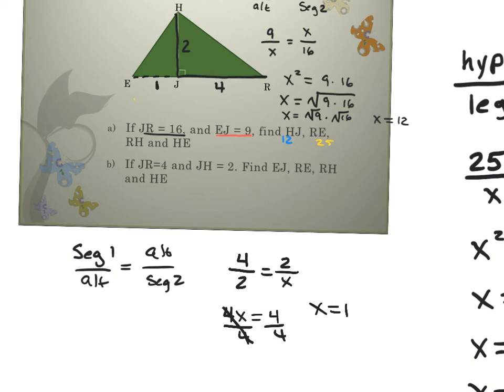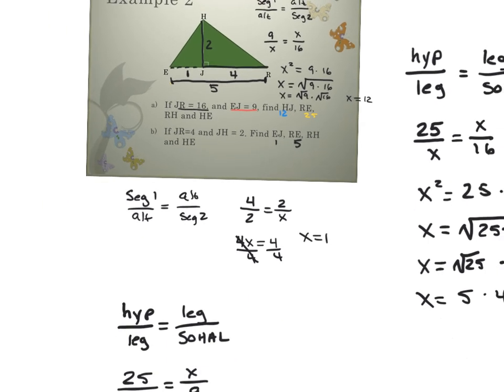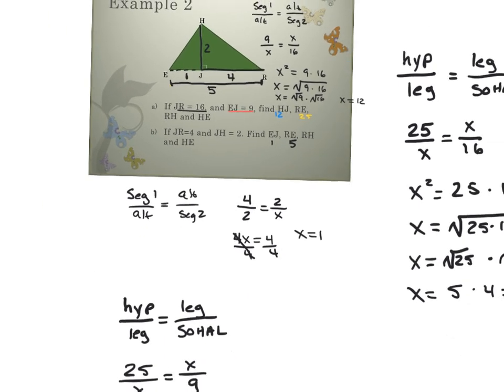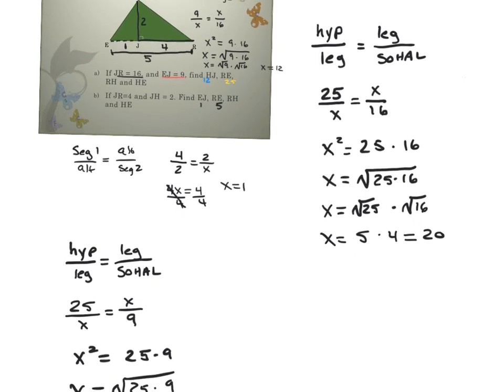Guess what? Now that you told me 1, you just instantly got another piece of information. You know what RE is now. Exactly. What is RE? 5. This is 5. It's 4 plus 1. So check it out. RE is 5. EJ is 1. All we're left with is the legs now. So then that's when you use the second formula, the one that talks about legs. Yeah. So then you do 5.